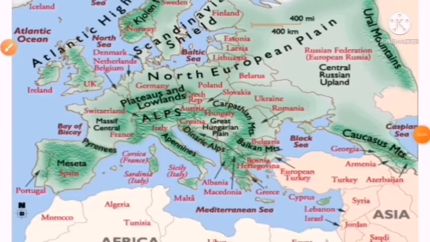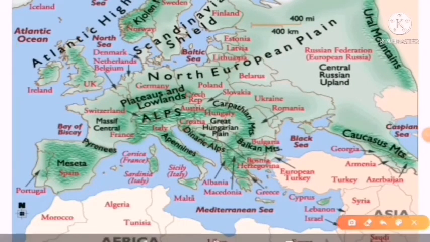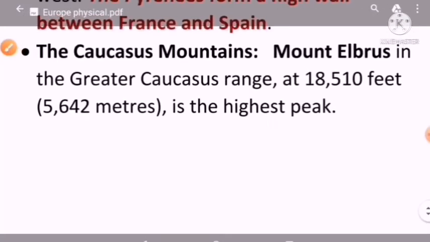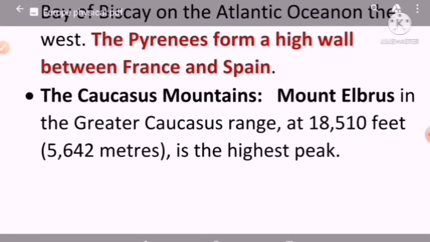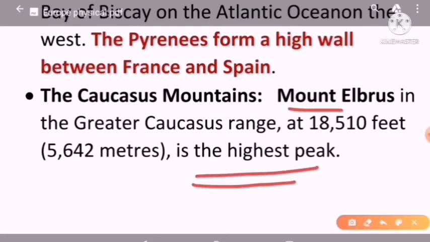The last important mountain is the Caucasus mountain. You can see this in this map. Mount Elbrus, in the Greater Caucasus range, is the highest peak of this mountain. So Mount Elbrus is the highest peak of the Caucasus mountains.